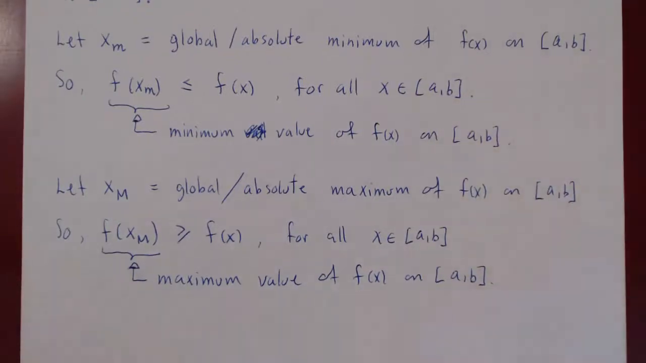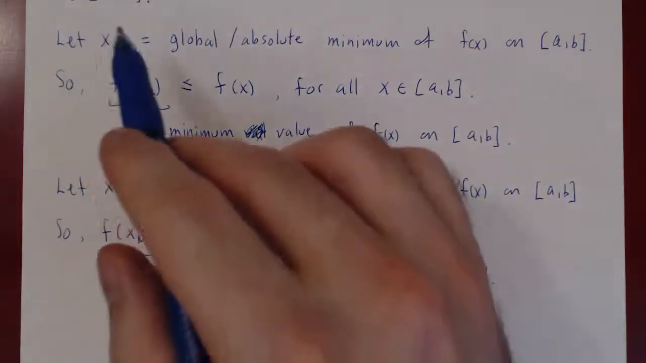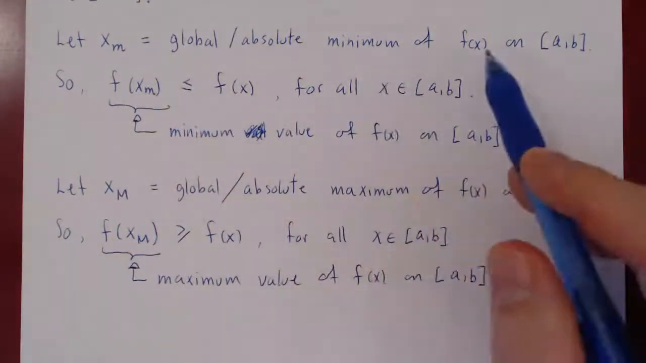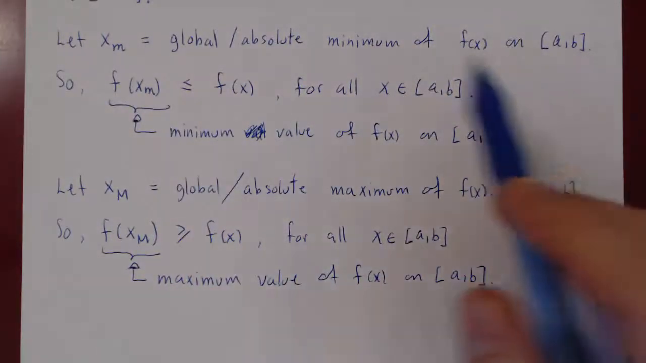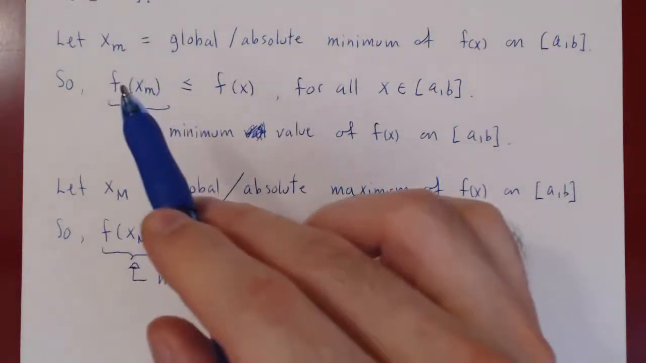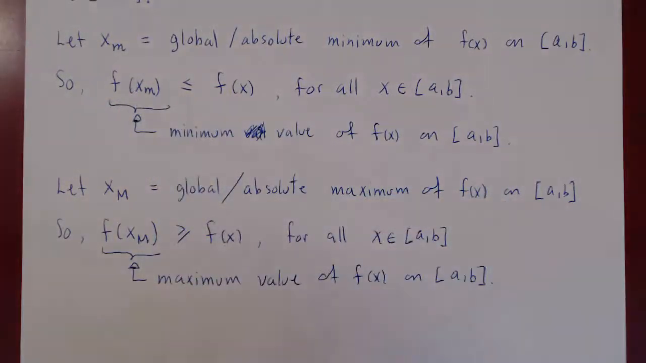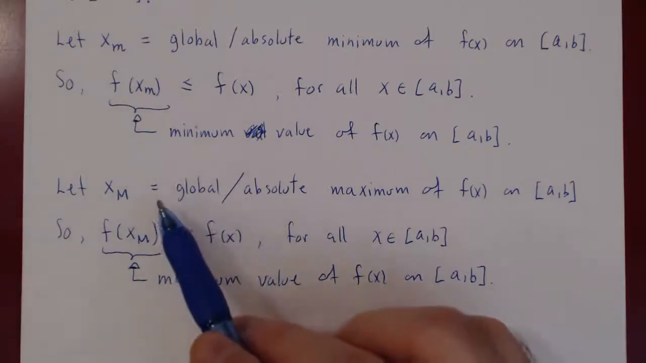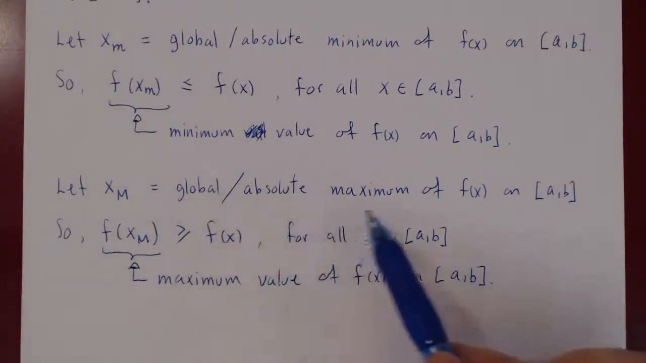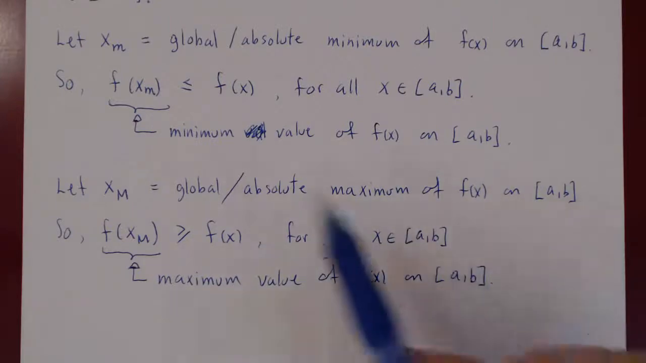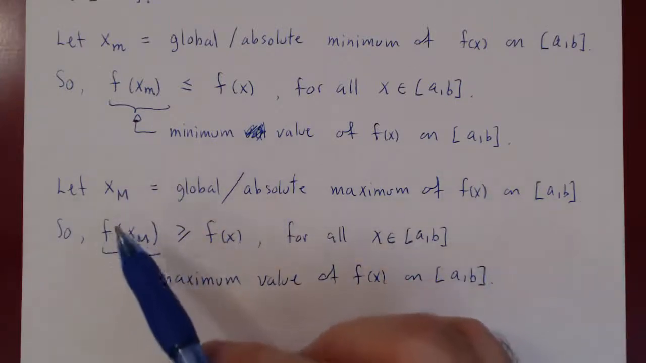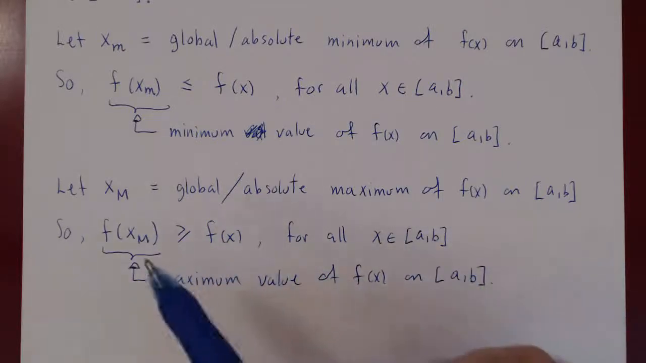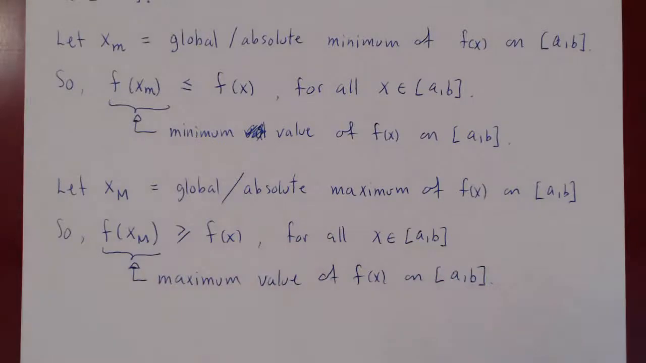Okay, so we have here our theorem and our notation. X subscript lowercase m is the absolute or global minimum of the function on the interval a to b. Therefore, the point for which the function f attains its smallest possible value. X subscript uppercase m denotes the global or absolute maximum of the function on the interval. So it is the value of x where the function attains its largest value on the interval. Therefore, the maximum value of f and the minimum value of f.